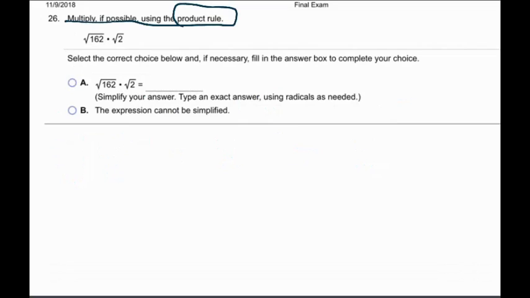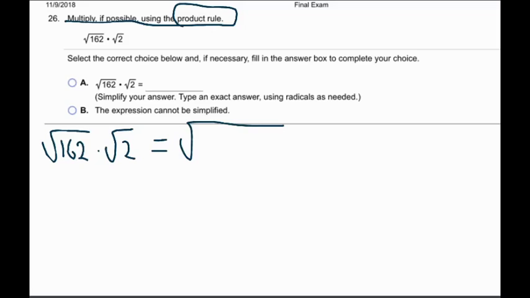So this question is asking us to multiply using the product rule. Now, the product rule implies that when given two radicals, we can multiply what is underneath the radicals. So we have the square root of 162 times the square root of 2. If we multiply what is underneath the radicals, we would get 324. Now if we were to take the square root of 324, we would get 18. So this simplifies down to 18. And that's all there is to that problem.